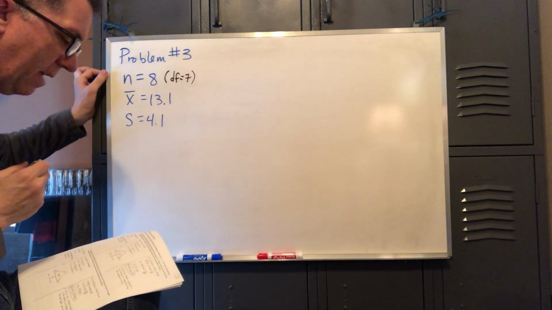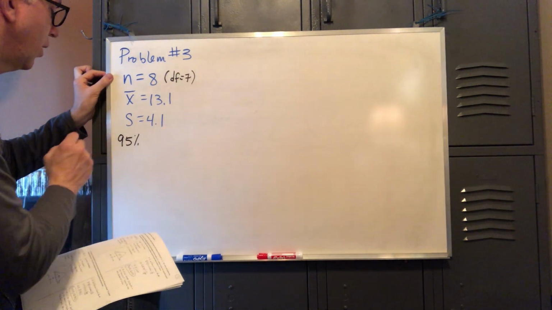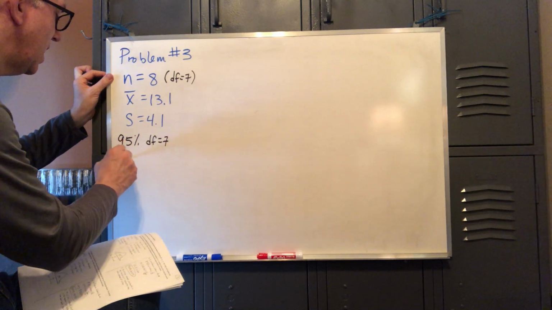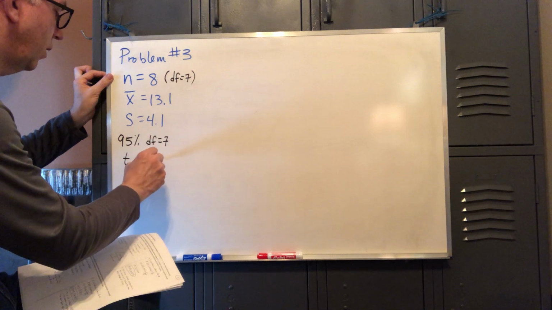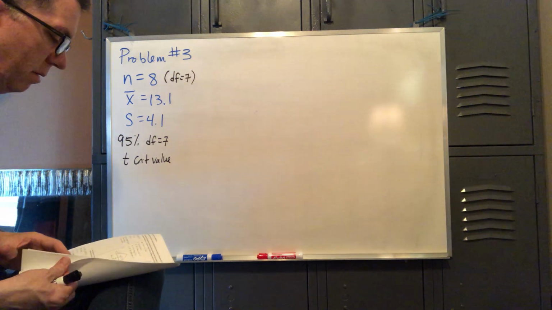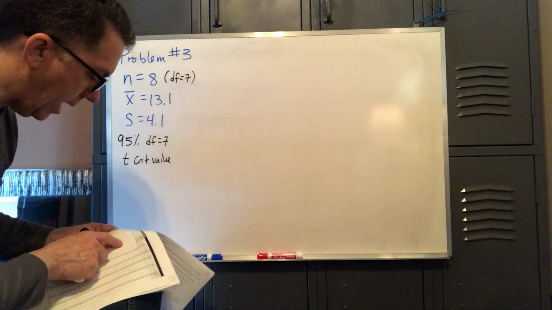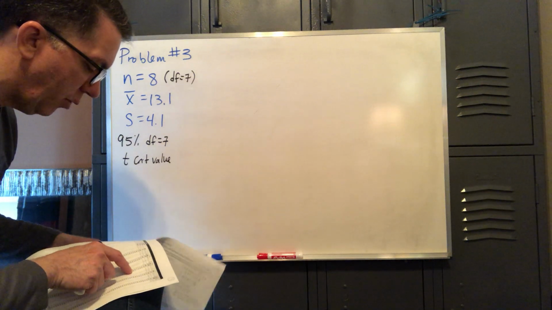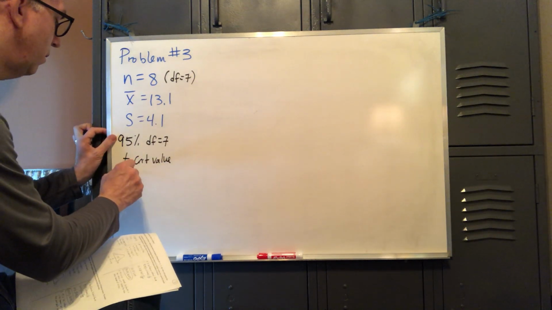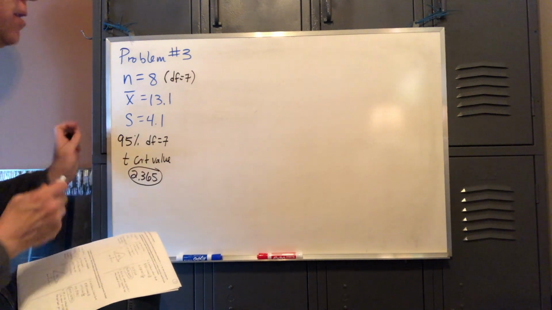And we need to find a 95% confidence interval. So when it's 95%, let's look at our chart, and we have a degree of freedom of 7. What is our T critical value? If you pull out your chart, you're going to look at the row that has a 7 and 95%. As long as my eyes line up correctly, I get 2.365. So that's our T critical value, 2.365. Try to follow that on your sheet, okay?